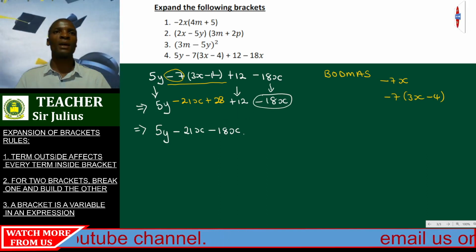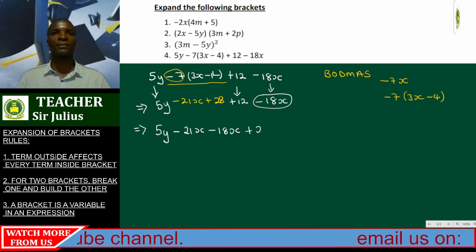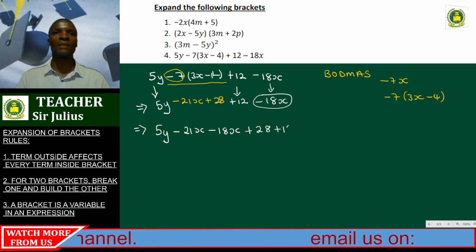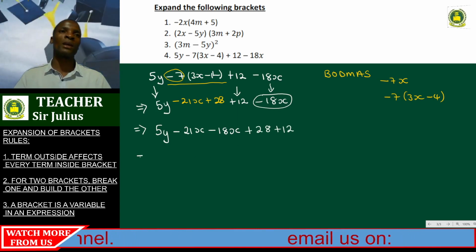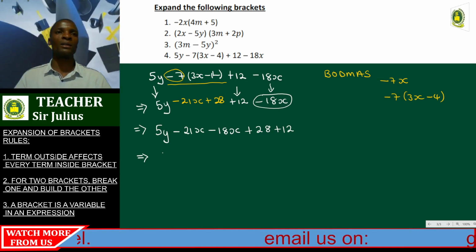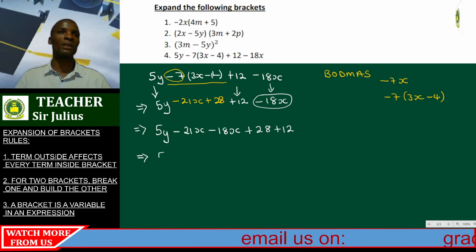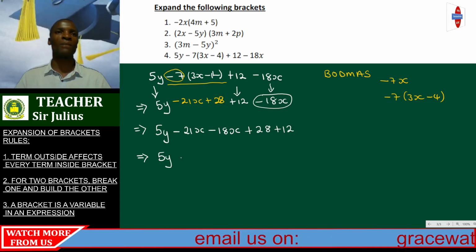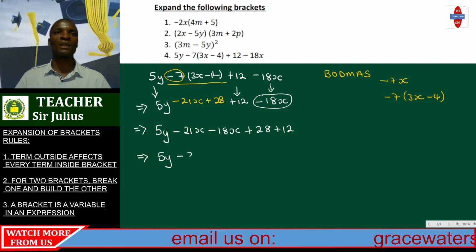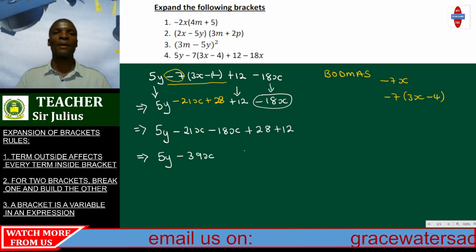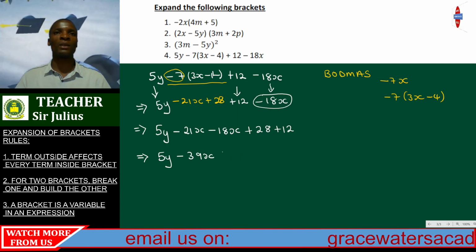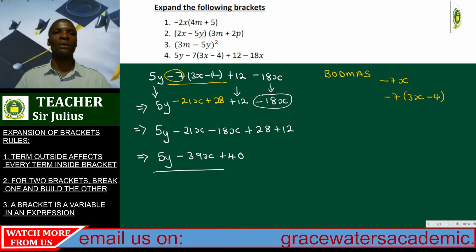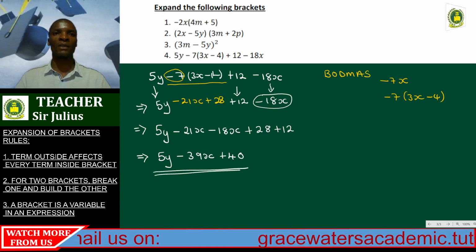Then after that, we take plus 28 and then plus 12. They are also like terms. When we are here, the last thing is to simplify the like terms that you have collected. So we find that 5y has no like terms, and then minus 21x and minus 18x gives us negative 39x, and then 28 plus 12 gives us 14. Okay, when you are here, you are done with this kind of equation.